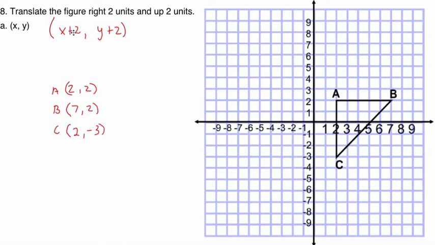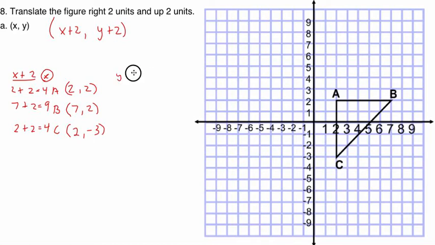Okay, we know we're going to add 2 to each x and add 2 to each y. So x plus 2. So here's 2 plus 2. Then we're going to have 7 plus 2. Then we're going to have 2 plus 2. So my new points would be 4 for the x, 9 for the x, and 4 for the x. Okay, so there's your new x coordinate. Okay, now let's do the same for the y.